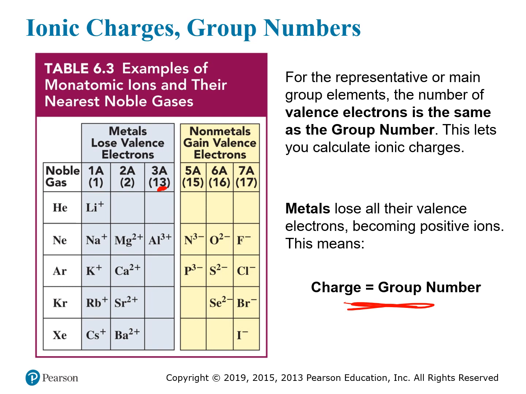When we get to the transition metals, it's going to be a little more complicated. They can form multiple ions. But for now, just focus on these that you see here.